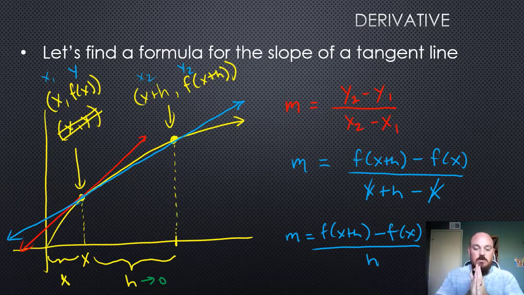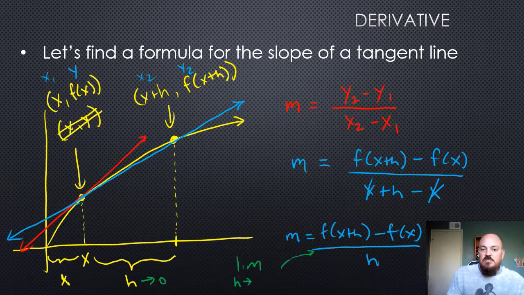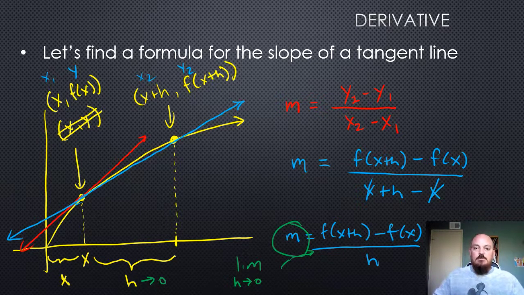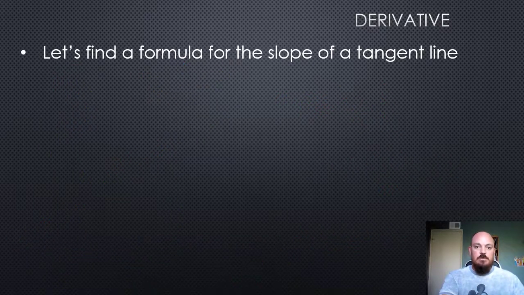If h was actually 0, then the 2 points become only 1 point and you can't use the slope formula. So they have to be two separate points, but we want them as close together as possible. So we want h to approach 0. So basically, if I take my slope over here and I squeeze in front of it the limit as h approaches 0, then the blue line turns into the red line, and we found what we were looking for the whole time, the slope of the red line. So basically, that's going to give us what we call the definition of the derivative, which is a formula.